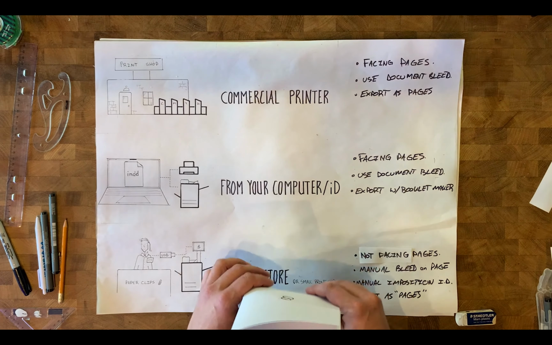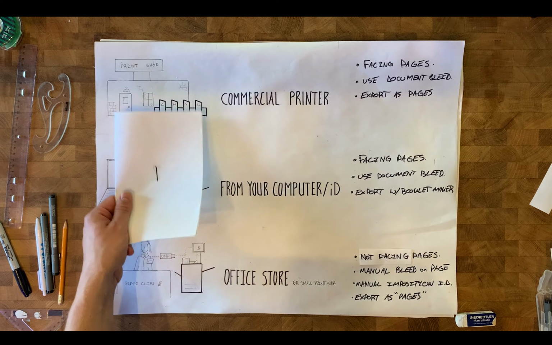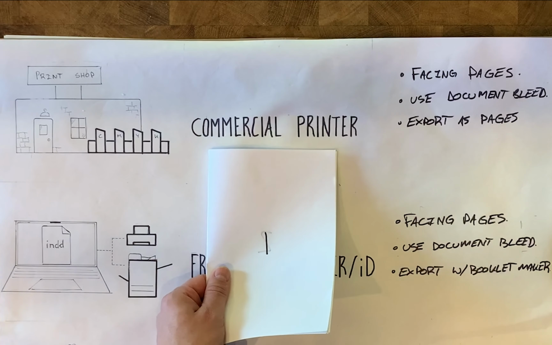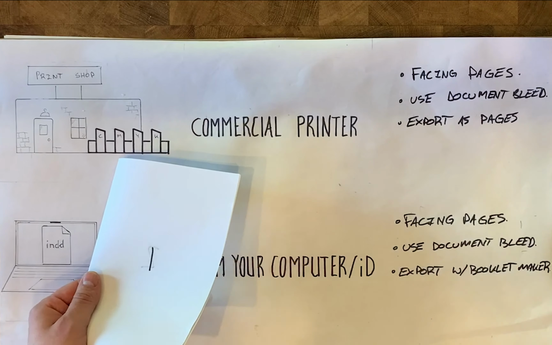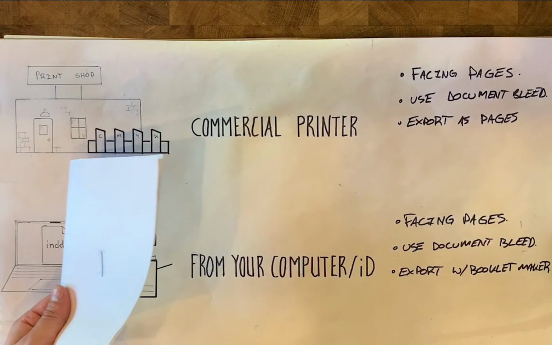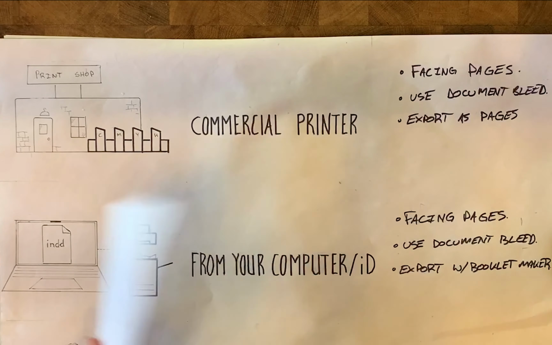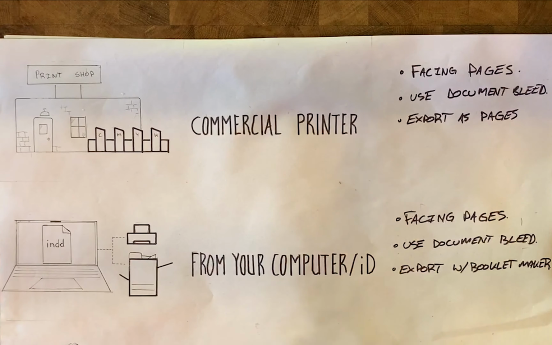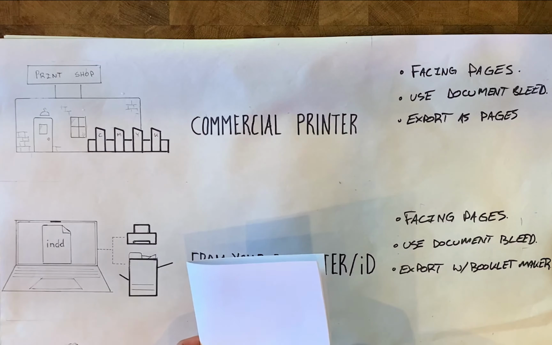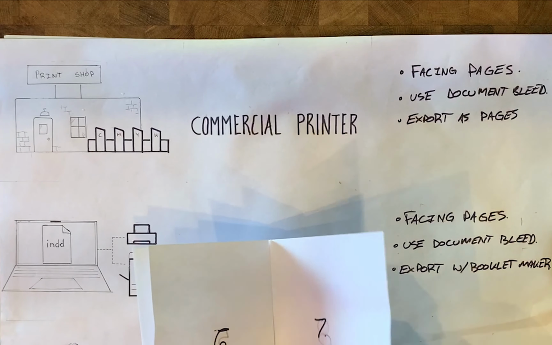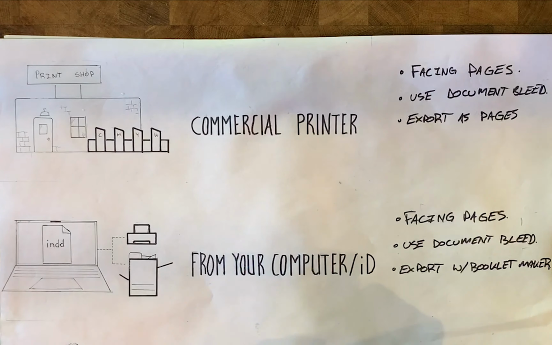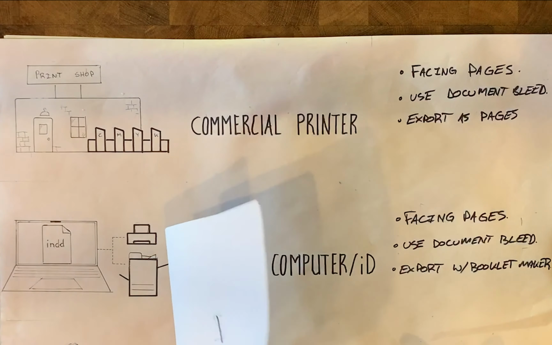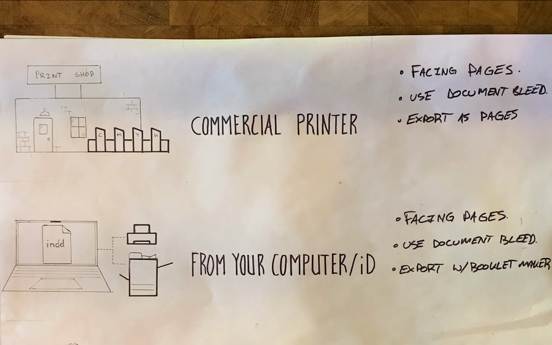So the first way we'll talk about setup is if you're going to a print shop, a commercial printer, someone with a large, whether it's process or digital offset CMYK printing, who's running hundreds or thousands or tens of thousands of copies. This is if you're sending it to a pro. They understand imposition. They'll do this for you. That's part of their job.